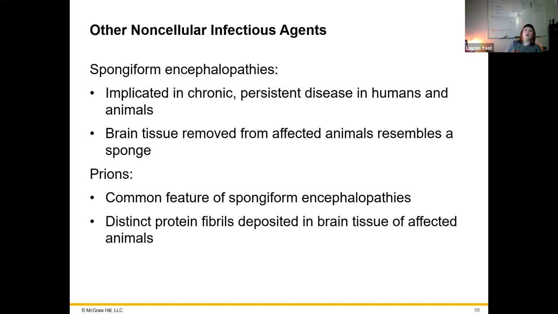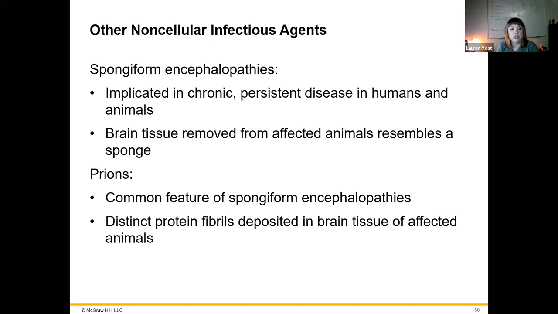Okay, we have some things that can cause infections that are not viruses, and they are not bacteria, and they are not archaea, and they are not eukaryotes. They're none of the above. These are non-living, non-cellular infectious agents. This includes the disease known as spongiform encephalopathy. So these are subacute encephalitis. They are chronic and persistent diseases in humans as well as animals. They seem to occur naturally, and they can also be communicable.